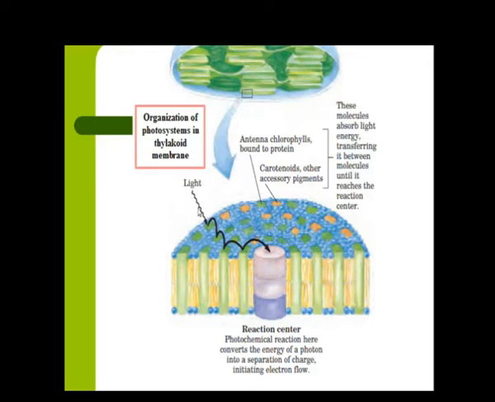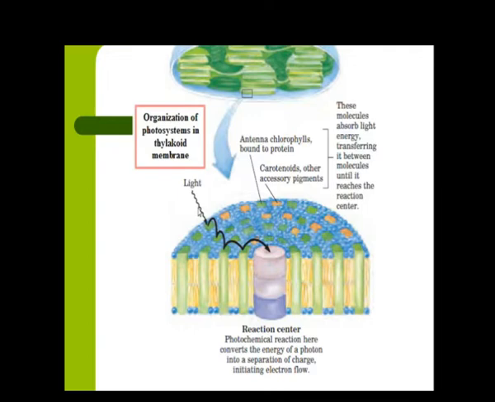The light harvesting complex also consists of antenna molecules. What does an antenna do? It senses from your surroundings, right? It's the same thing. It picks up the energy from the surrounding, transfers it to the main reaction center, and the reaction center is going to carry out the further reactions.